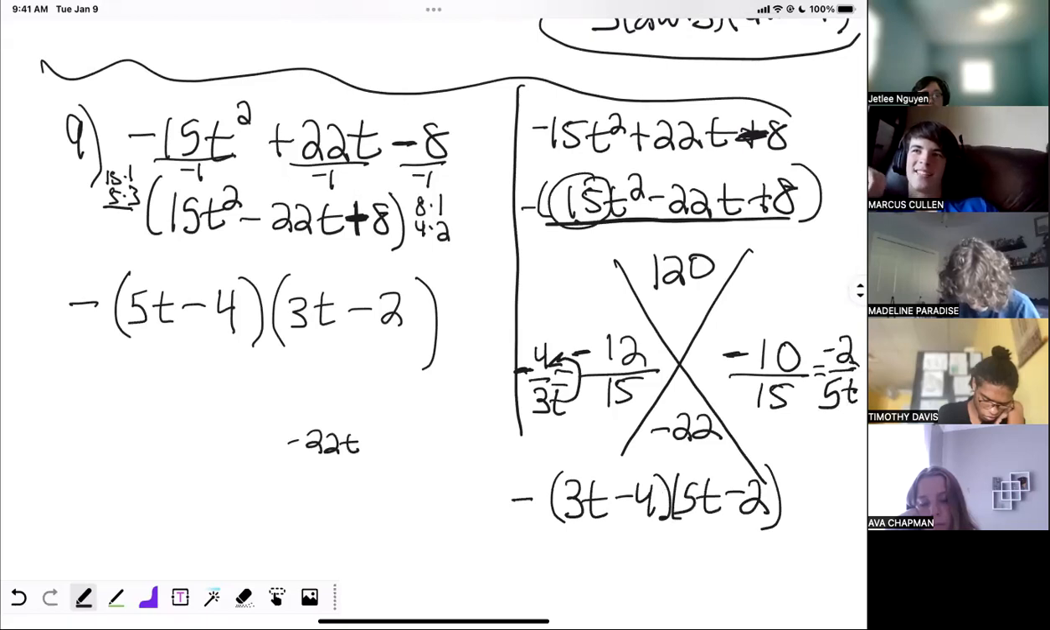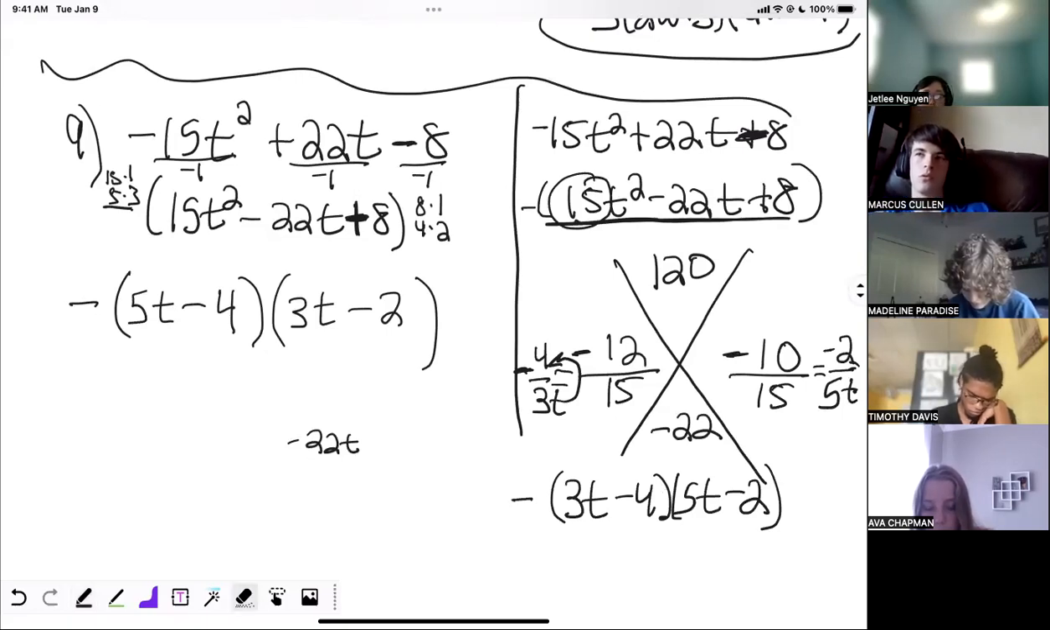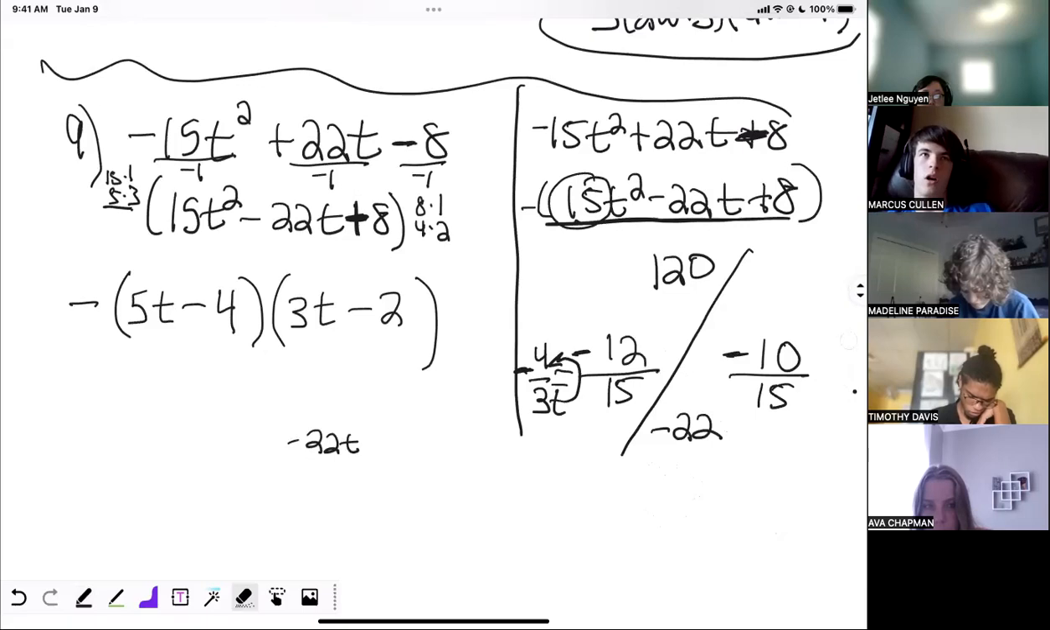There you go. And did I get the same answer? I don't have the same answer. 3t minus 4. 3, because I did it wrong. Yeah, hold on. Again, it's that COVID thing. It's driving me crazy.